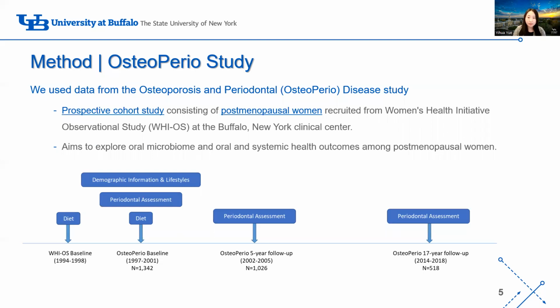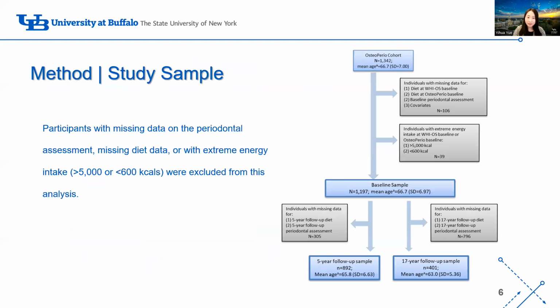We used the data from the Osteoporosis and Periodontal Disease study, also known as the OsteoPerio study. The OsteoPerio study is a prospective cohort study consisting of postmenopausal women who were recruited from the Women's Health Initiative observational study at the Buffalo, New York Clinical Center. Dietary behaviors were assessed at WHI baseline and OsteoPerio baseline, and periodontal status was assessed at the OsteoPerio baseline and follow-up visits. Participants with missing data on periodontal assessment, missing diet data, or with extreme energy intake were excluded from the analytical sample. Details of sample selection are presented in the flowchart on the right.